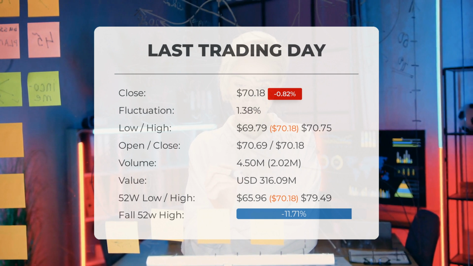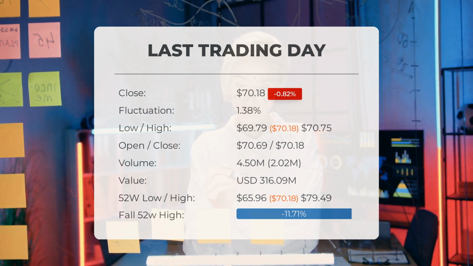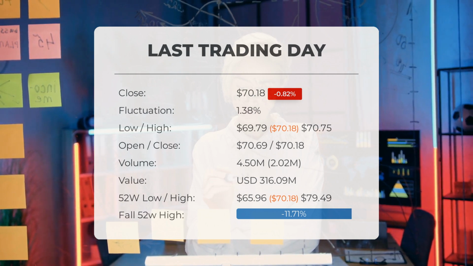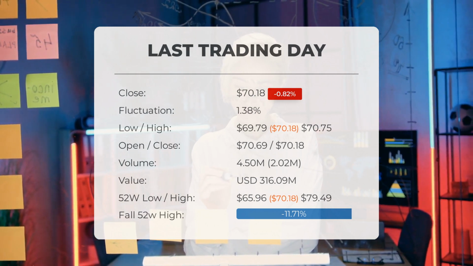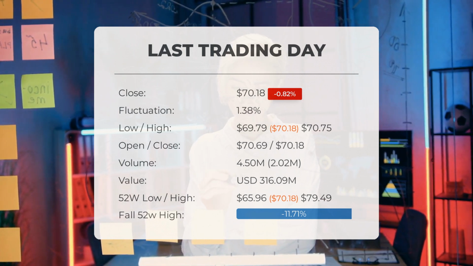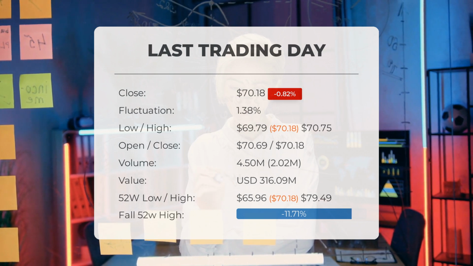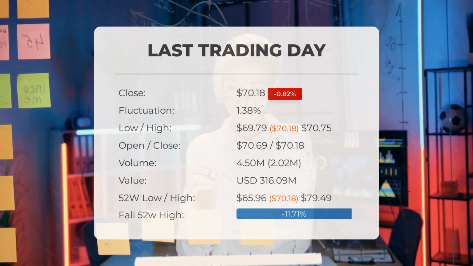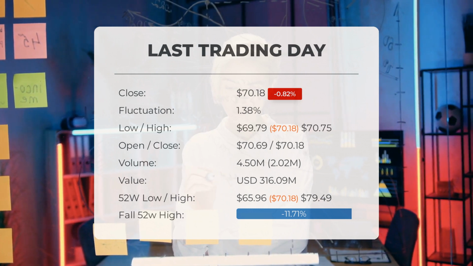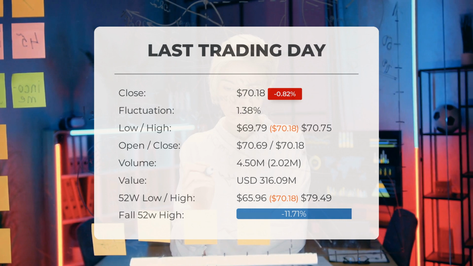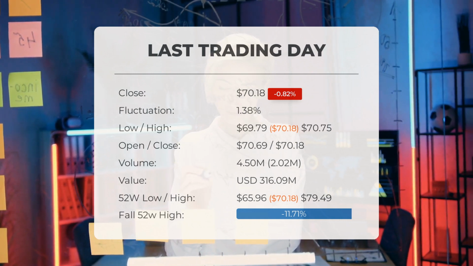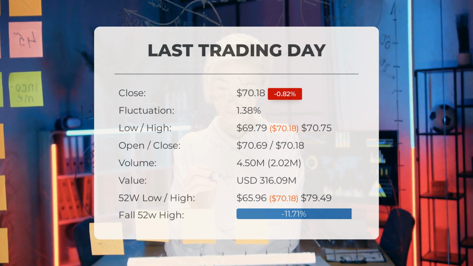Let's take a step back and look at the bigger picture. Over the past 52 weeks, we've seen the ETF reach a high of $79.49 and a low of $65.96. As of now, the price is 11.71% below the 52-week high, which amounts to a difference of $9.31. Furthermore, it's also 14.91% below the all-time high, which was recorded on January 5, 2022, when the price soared to $82.48.